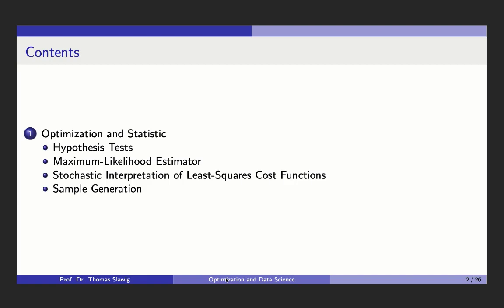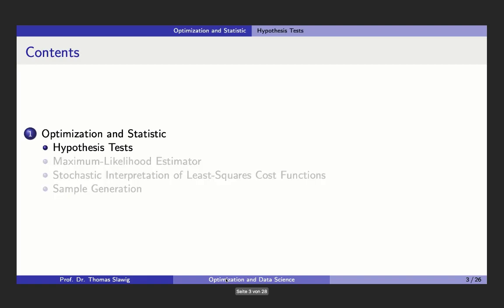the maximum likelihood estimators. And this leads directly to the relation of optimization problems and statistics. So it's a statistical or stochastic interpretation of the least squares cost functions that we had in the regression problem. And at the end, I want to talk a little bit about how we can generate samples with different distributions.